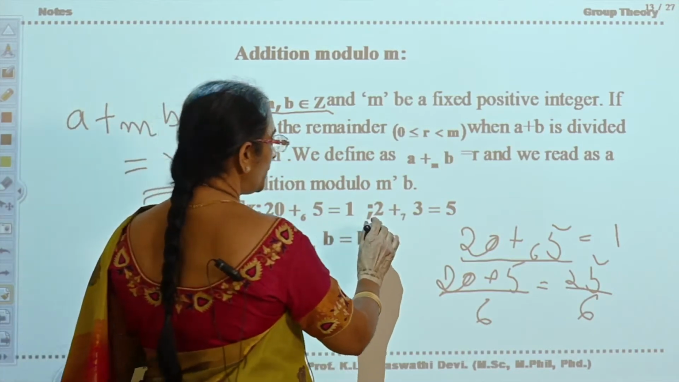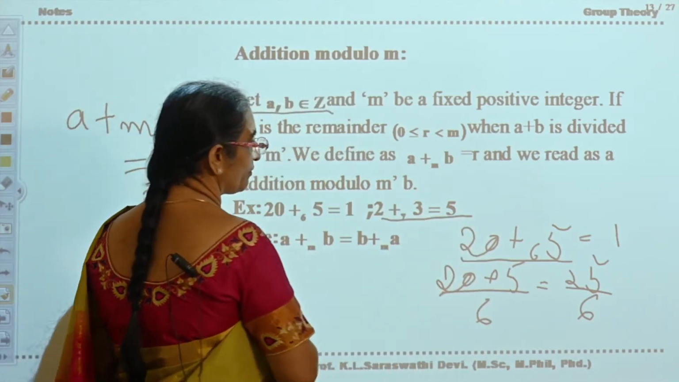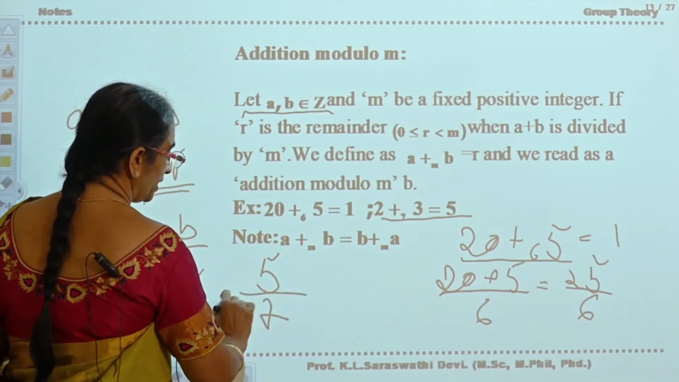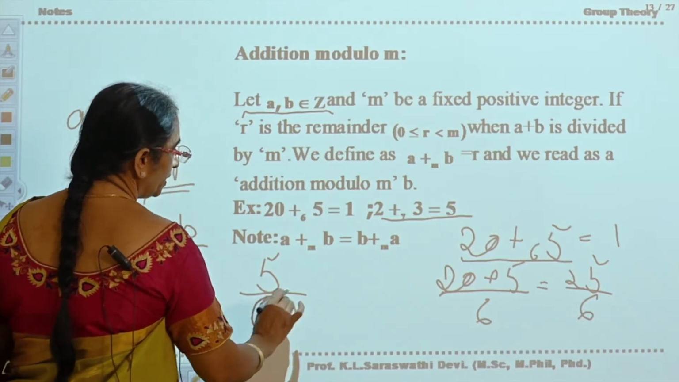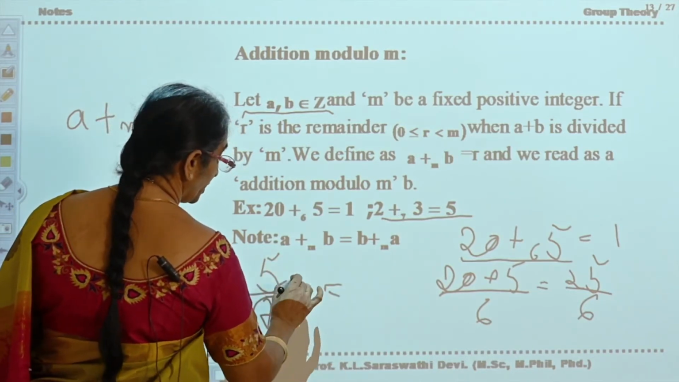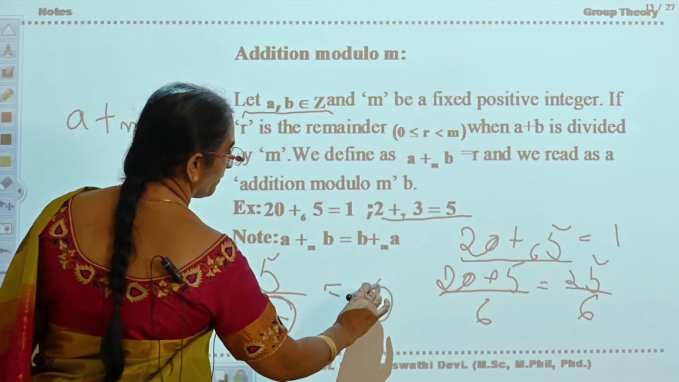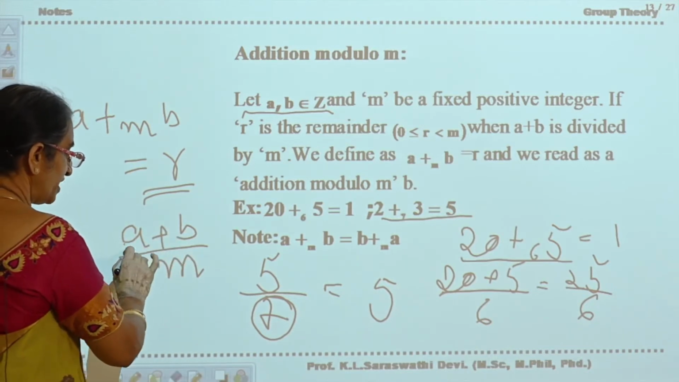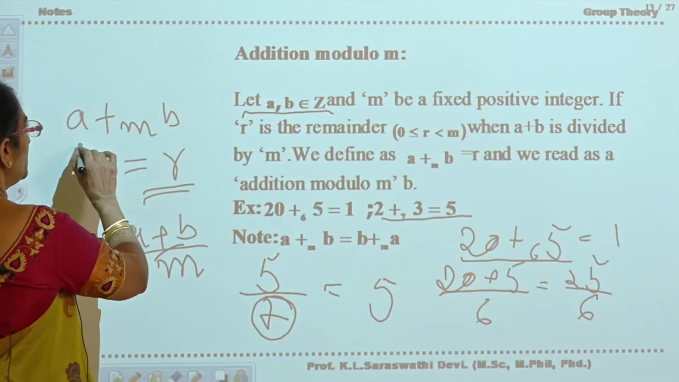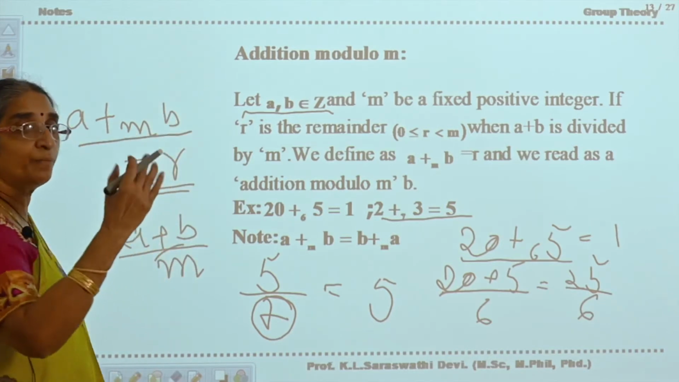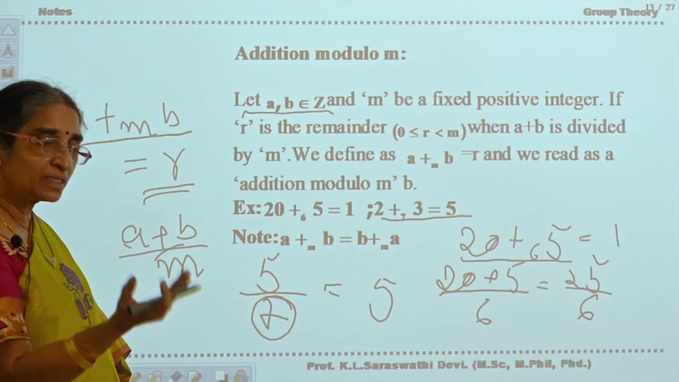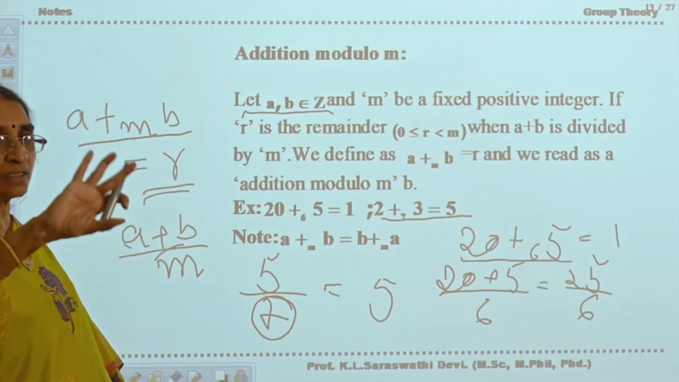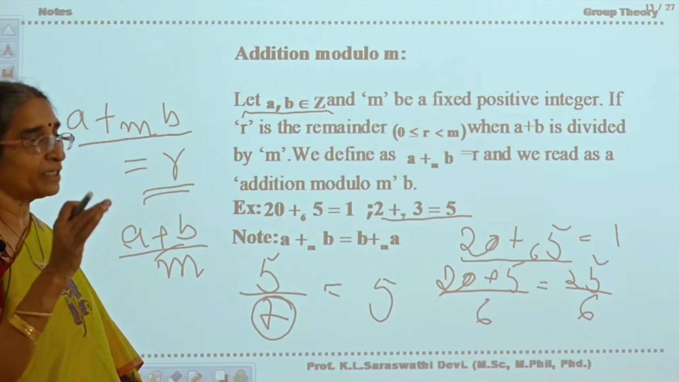See here, 2 addition modulo 7, 3: that is 5 by 7. When the numerator is less than the denominator, the addition modulo is denoted by the numerator itself. The value is 5. Now, is it clear? A plus b by m: if a plus b is less than m, a addition modulo m b will be a plus b. If a plus b is greater than m, then the remainder obtained when a plus b is divided by m will be the addition modulo m.